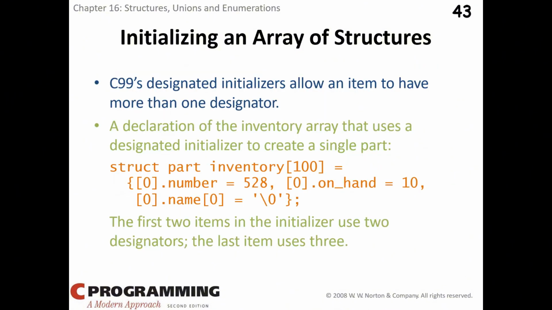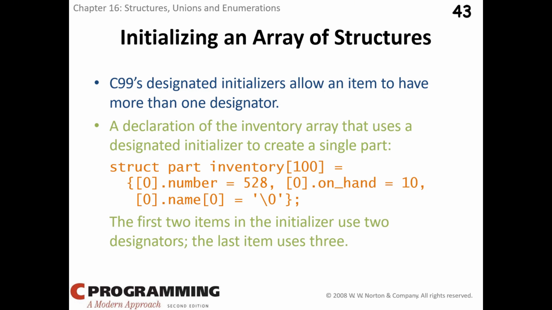In C99 there's a more flexible way to initialize an array of structures by using designated initializers. Designated initializers allow us to specify which members of a structure are being initialized within an array initializer. Let's consider an example where we initialize an array of structures called inventory. Each element of this array represents a part with information such as the part number, quantity on hand, and the name. Here in the slide we have the example code.